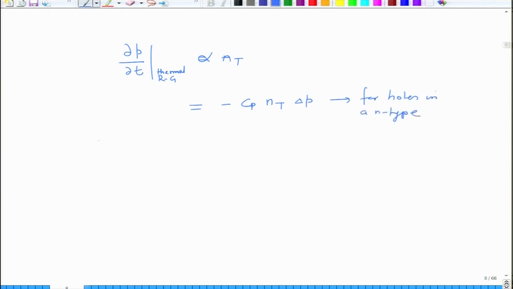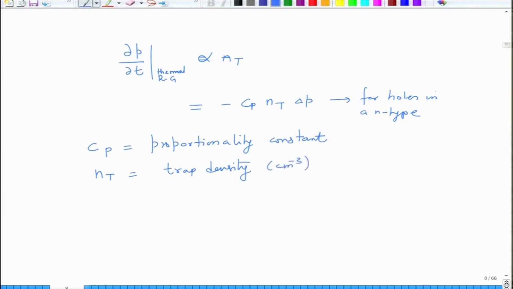and this is for holes in an n-type material. So, what is Cp? Cp is, as we define it, a proportionality constant. Nt is the trap density in per centimeter cube, and the proportionality constant Cp is called the hole capture coefficient. Okay. So, in this case it is the hole capture coefficient, and delta P is essentially the change in the hole number. So, you can work out the units from this here. So, we define this del P by del T as Rp. Rp is del P by del T.